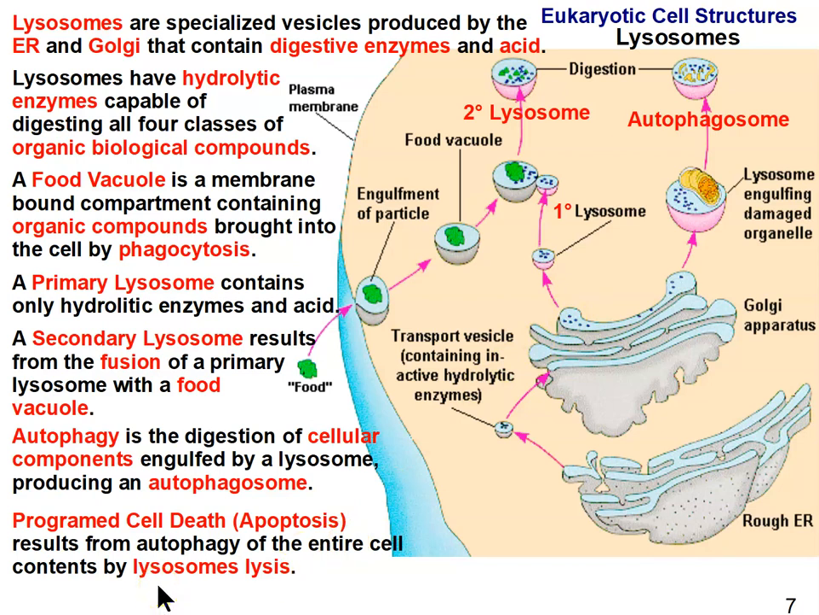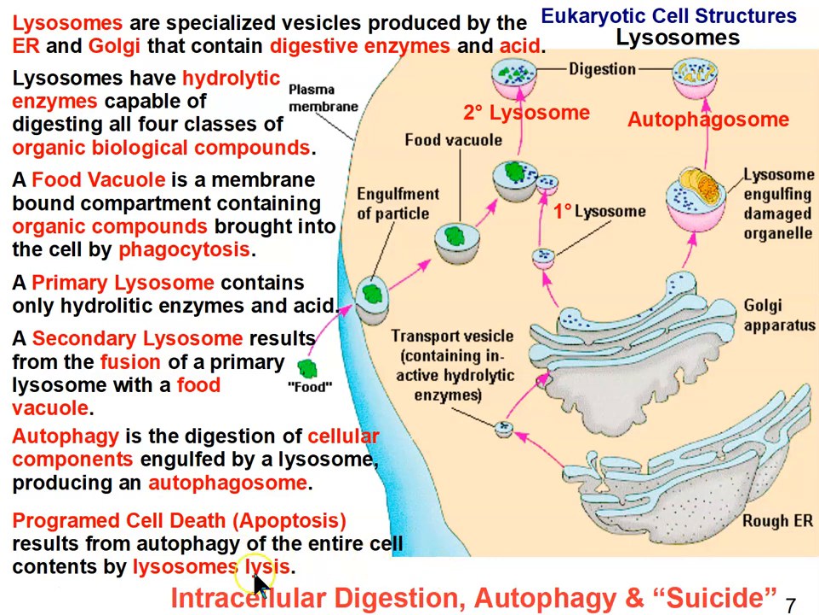So the bottom line, there are a lot of different functions going on here, basically 3 different functions. We've got intracellular digestion of food, so to speak. We've got intracellular digestion of organelles, worn out organelles, and we've got this process of cell suicide or cell death. So the bottom line is intracellular digestion, autophagy, and suicide are the functions of lysosomes.